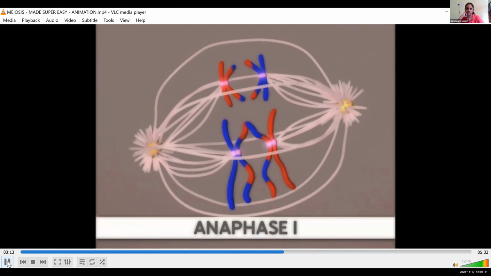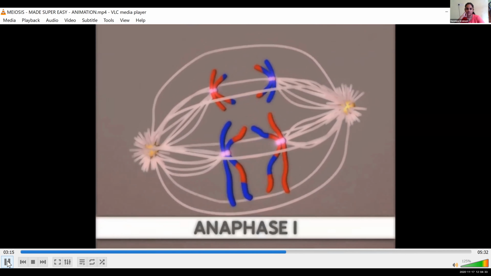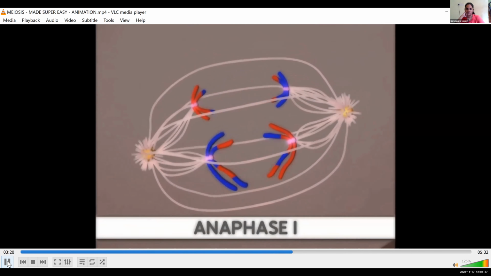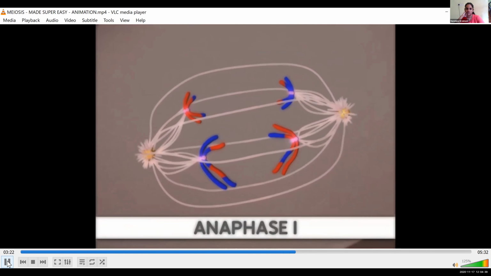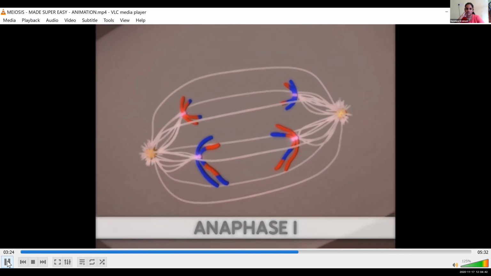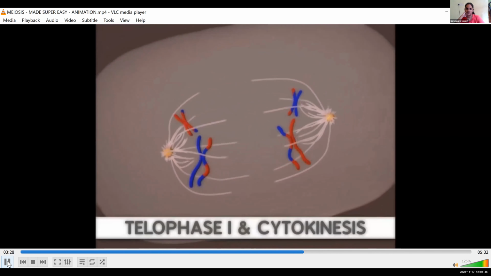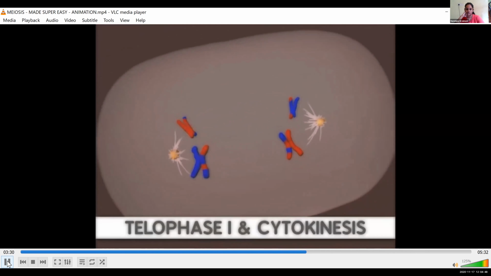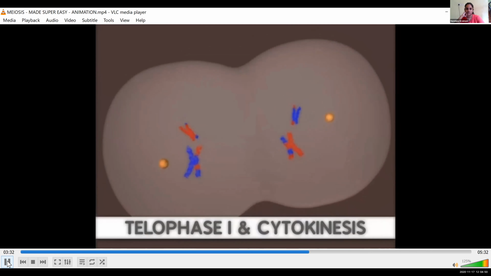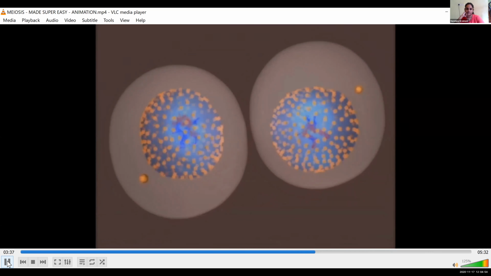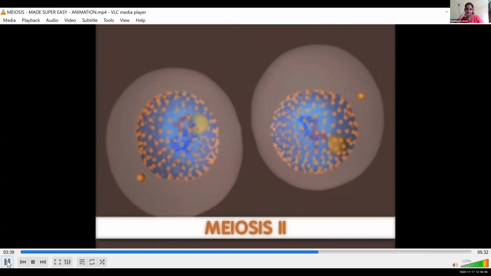The next phase is anaphase I. During this phase, homologous chromosomes separate and migrate to the 2 poles of the cell. Importantly, the sister chromatids remain attached at their centromeres. The final steps of meiosis I are telophase I and cytokinesis. Here, the cell divides into 2 daughter cells. Each of these 2 cells now undergo meiosis II.